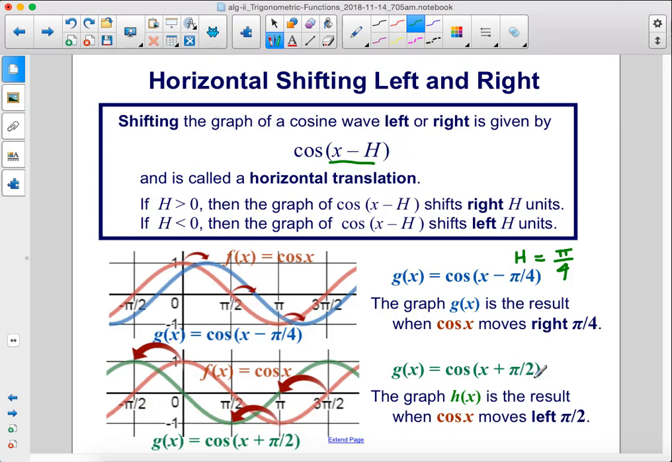Here we have pi over 2. So that means that h equals negative pi over 2, and the negative signs cancel out, giving us this plus sign here. Therefore, the green graph moves to the left by pi over 2 units.